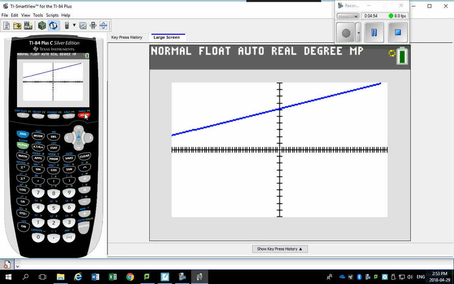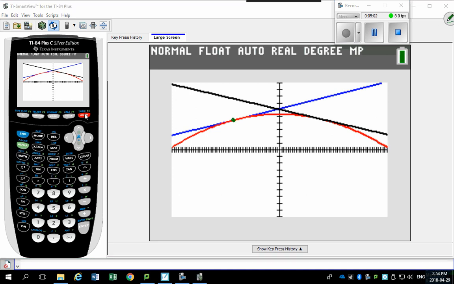Well, there's the one line. There's the parabola. There's the other line. Oh, that makes so much more sense. Wow. There's the transition point that I'm looking for here. There's the transition point I'm looking for here. All I have to do now, simple.